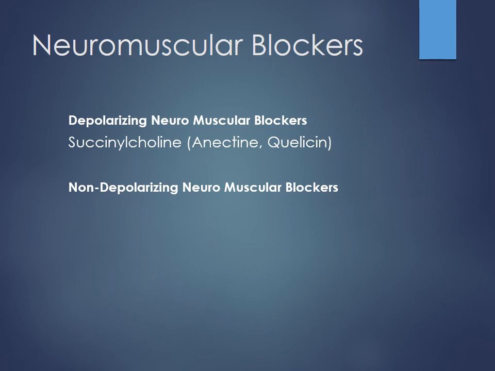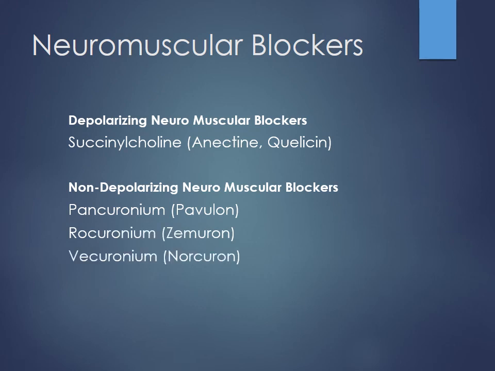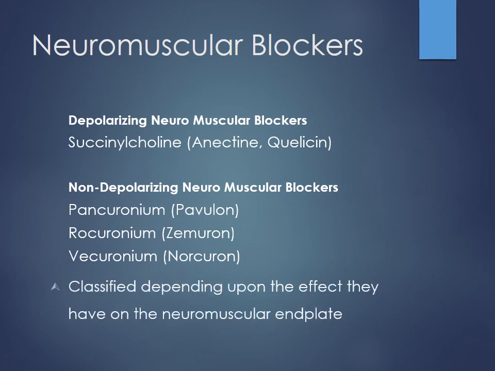These are going to have a little bit different mechanism of action. This includes pancuronium, rocuronium, and vecuronium. Those are the three main ones we're going to use, and then we'll talk about a few more a little bit later, like cisatracurium. The two main ones you'll use with an intubated patient are rocuronium and vecuronium from the non-depolarizing group, and succinylcholine is a common one you'll see used in RSI as well. They're classified depending on their mechanism of action and how they affect the neuromuscular end plate.